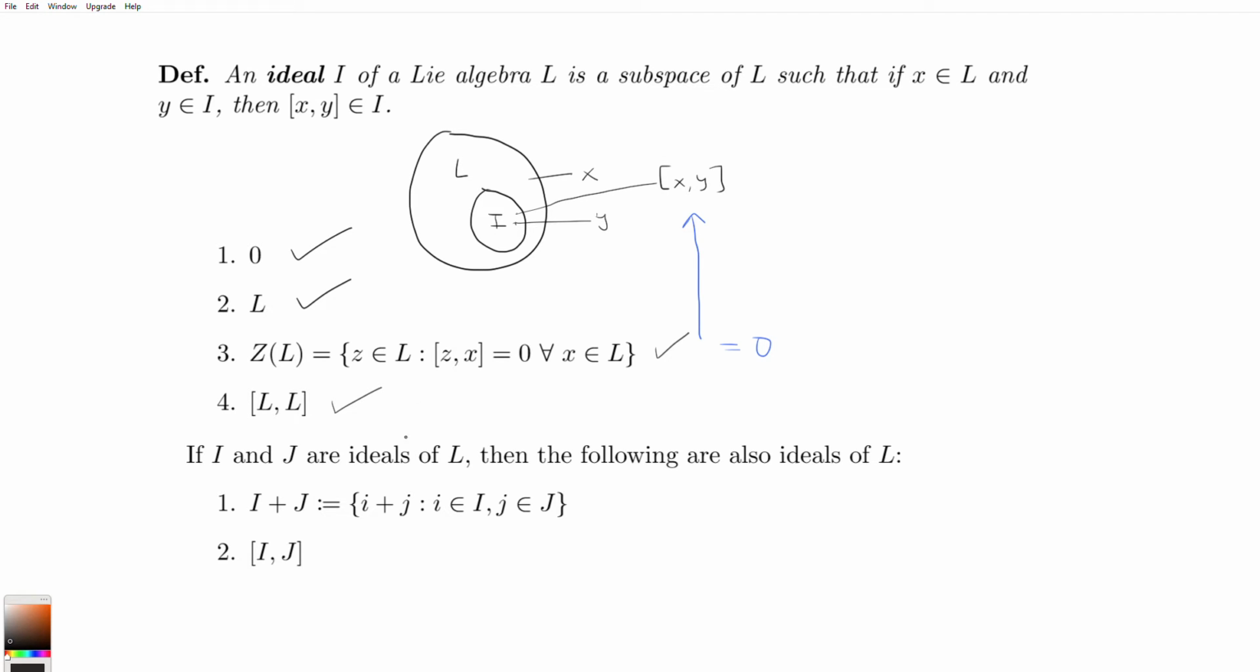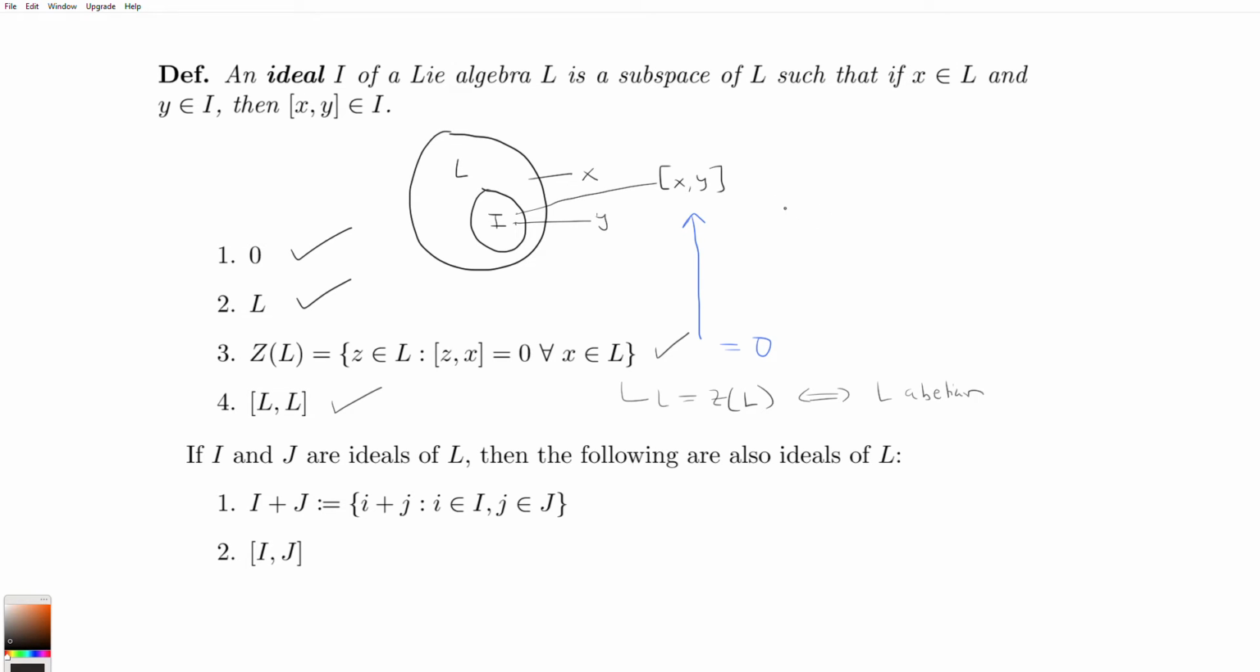And so just some remarks here. First of all, note that if L is equal to the center, if L is equal to Z of L, then L is abelian, if and only if. Okay, and actually, let me give a concrete example.